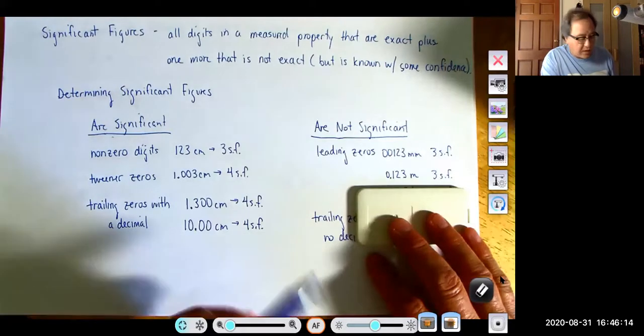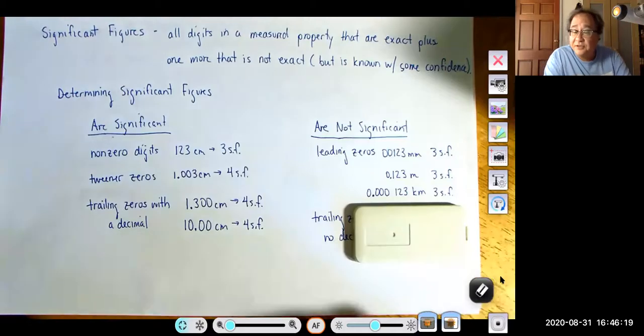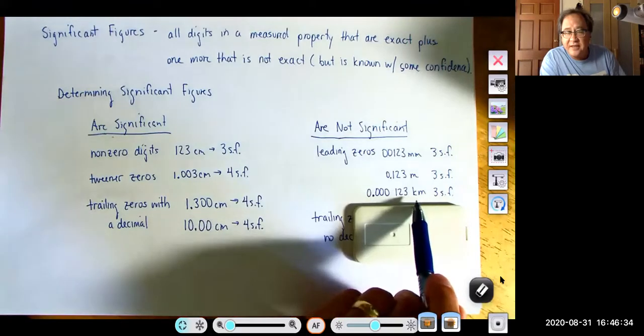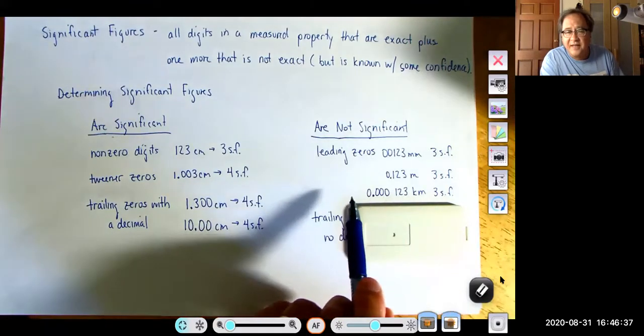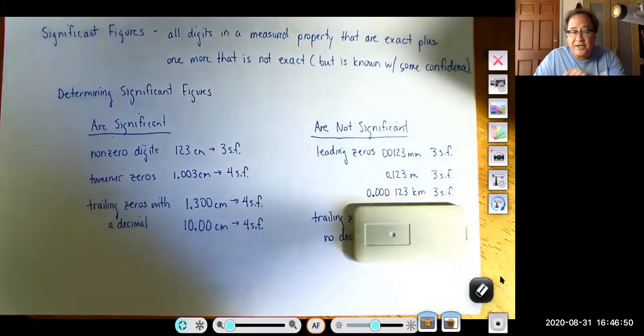Now this one might knock you for a loop. 0.000123 kilometers has 3 significant figures. Turns out that 0.000123 kilometers is about 5 inches, just like these other values. All I've done is change the unit, and it had to move the decimal over because of that. And we found that in sciences that does not seem to do well for us when we're trying to figure things out, that we can get more significant figures just by moving the decimal over and changing the unit.